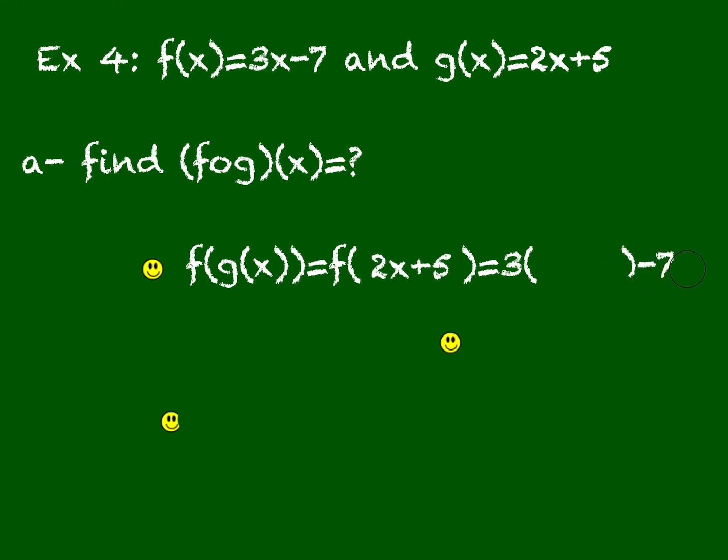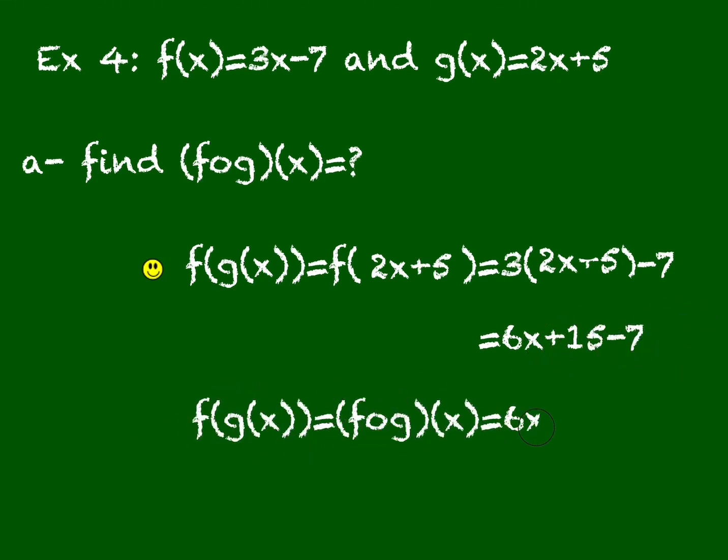Now we no longer have the f of x function, we have f of 2x plus 5. For that reason we need to substitute 2x plus 5 for x one more time. After all, we will multiply parentheses by 3 and take away 7 from all of them. The answer is going to be 6x plus 8.